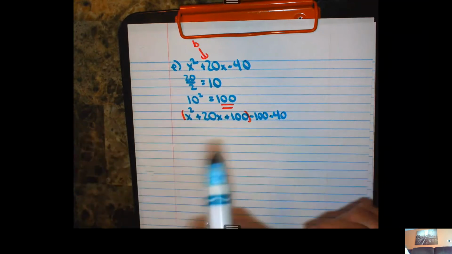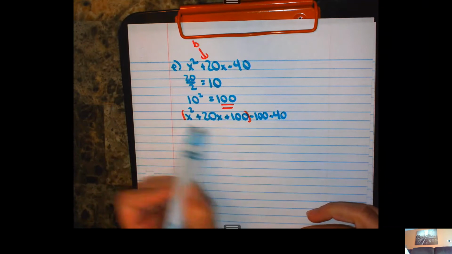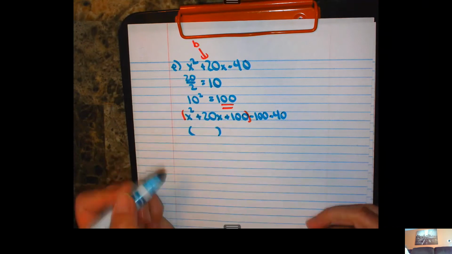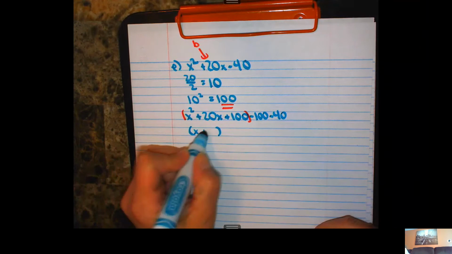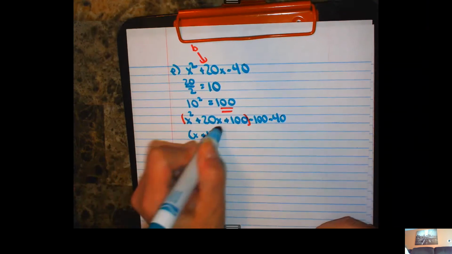Step 4 is to make this a perfect square. So right here is a perfect square. This is what it looks like. I put the x in the front. Half of 20 is positive 10, so plus 10 goes inside, and we square it.